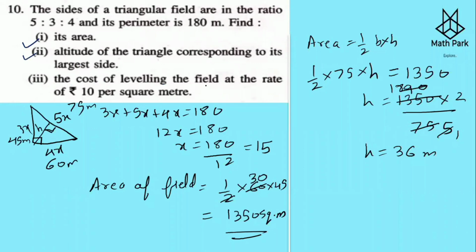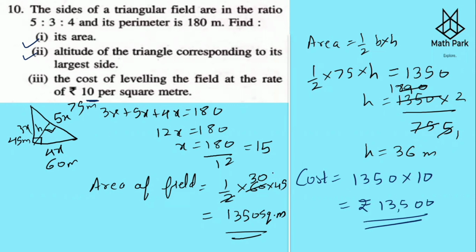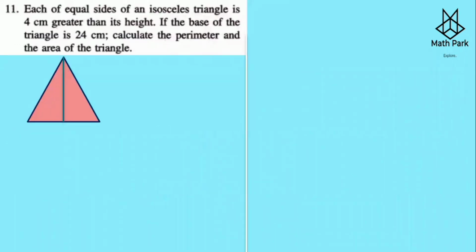Let us now find the cost of leveling the field at the rate of 10 per square meter. So cost of leveling is equal to area multiplied by rate. So area is 1350 multiplied by rate, which is 10. So the cost of leveling the field is rupees 13,500. 13,500 is the total cost of leveling the field. Got it?